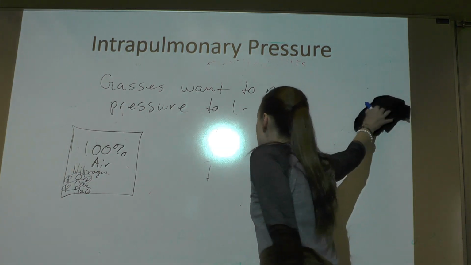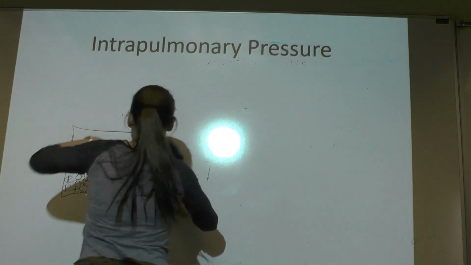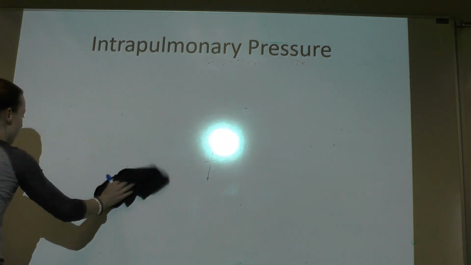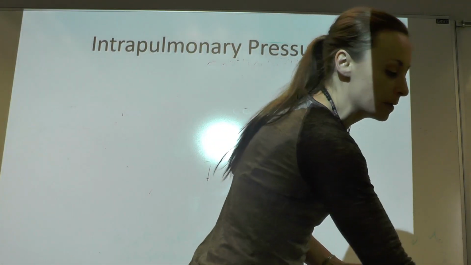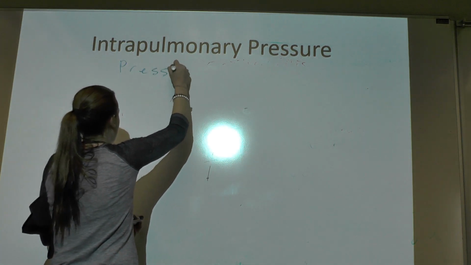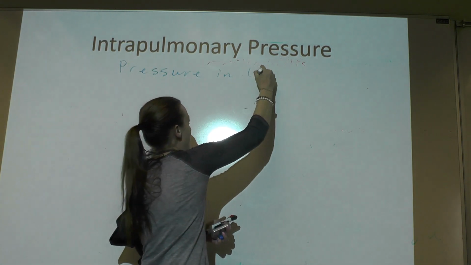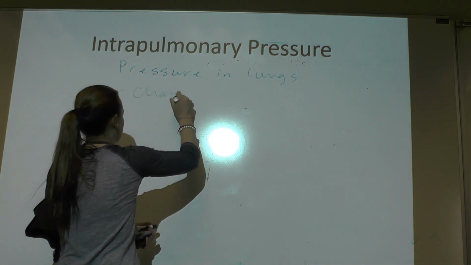Intrapulmonary pressure is the pressure within the lungs. Intra, within the lungs. So intrapulmonary pressure changes throughout the respiratory cycle. Intrapulmonary pressure is the pressure in the lungs, and we'll say it changes throughout pulmonary ventilation.